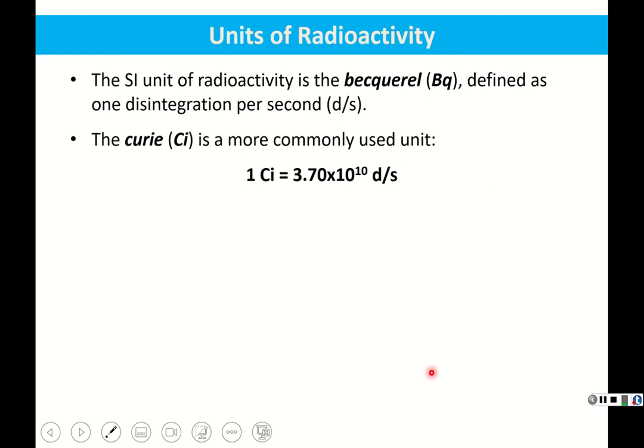Right, the units for radioactive decay, at least the SI unit, is the becquerel, which is abbreviated capital B, small q. It's defined as 1 disintegration per second, or D per S. The other unit is the curie, capital C, small i. This is a more commonly used unit. 1 curie is defined as 3.7 times 10 to the 10th disintegrations per second.